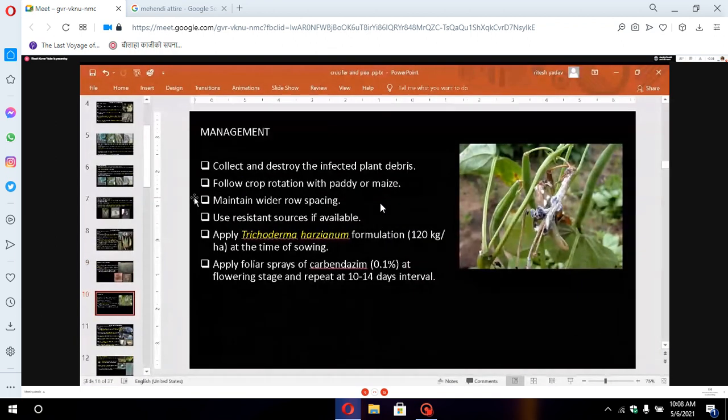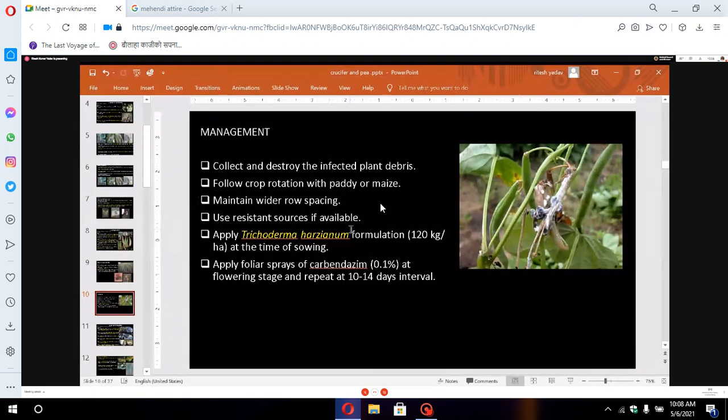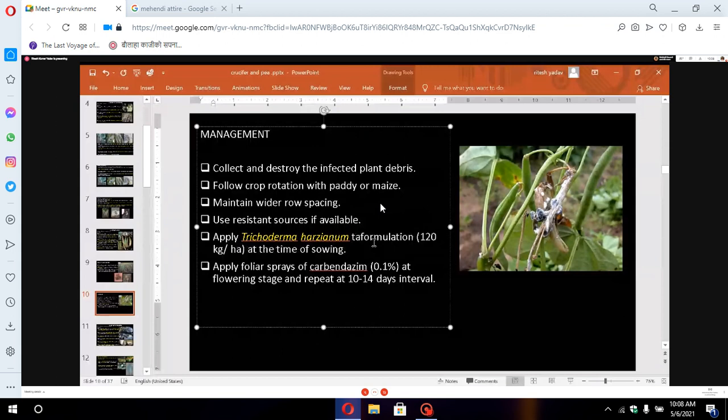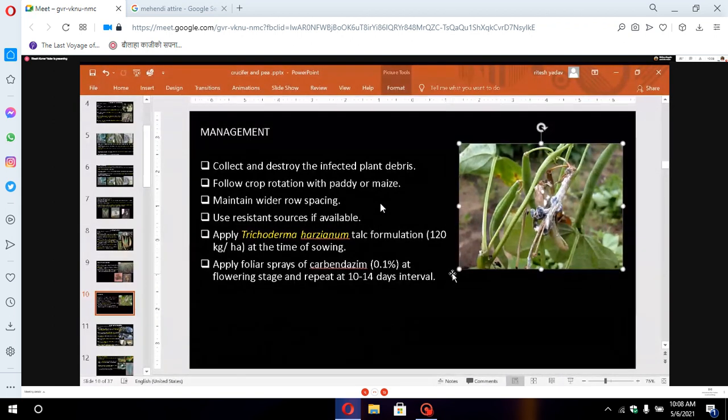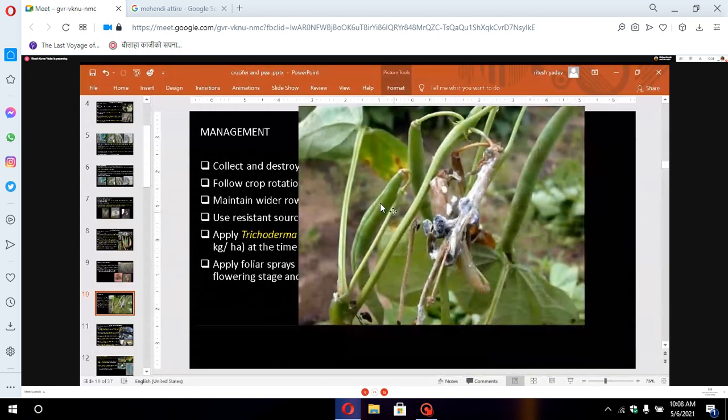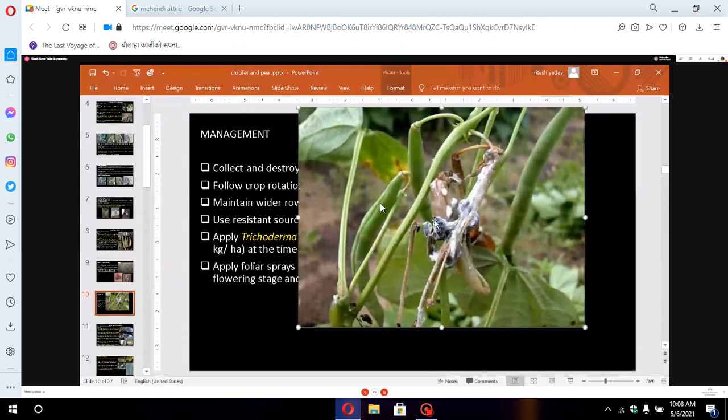So, the same management practice. If you use only a talc based formulation, it is 120 kg per hectare. With a liquid formulation, 5 litres is enough for you, but you have to know how to apply it. Everything is the same. Of course, in this case also thiophanate methyl is very effective. You can see some sclerotia embedded in cottony, fluffy mycelium, attached to the pods.